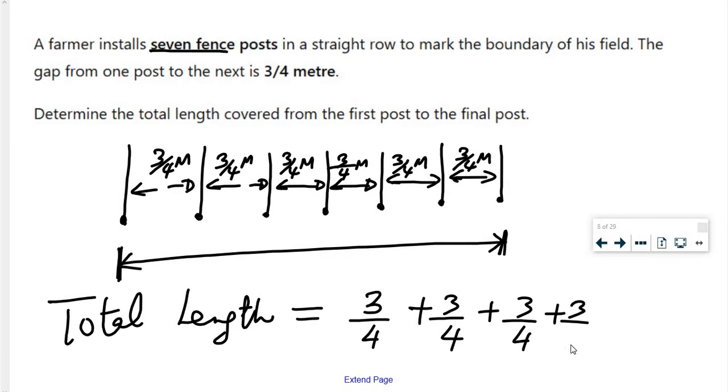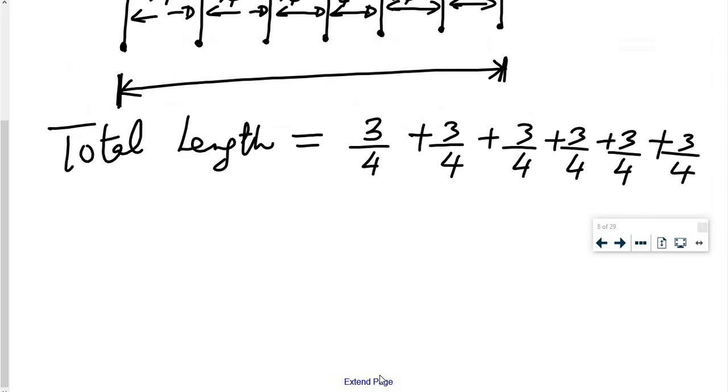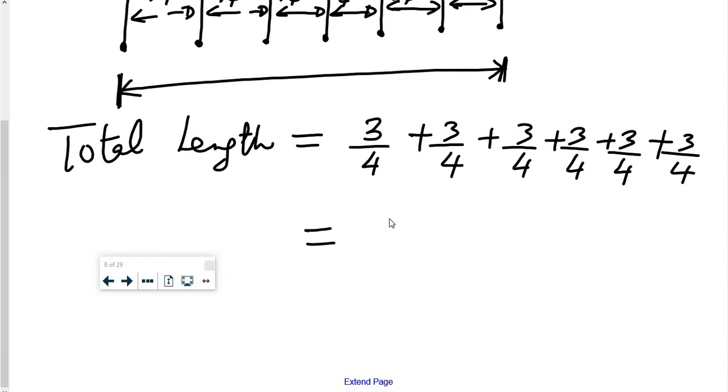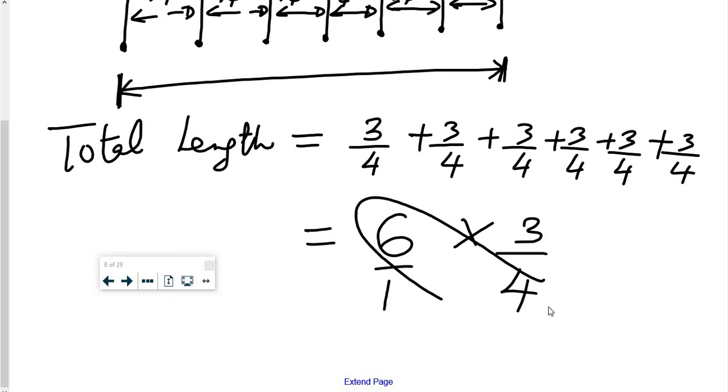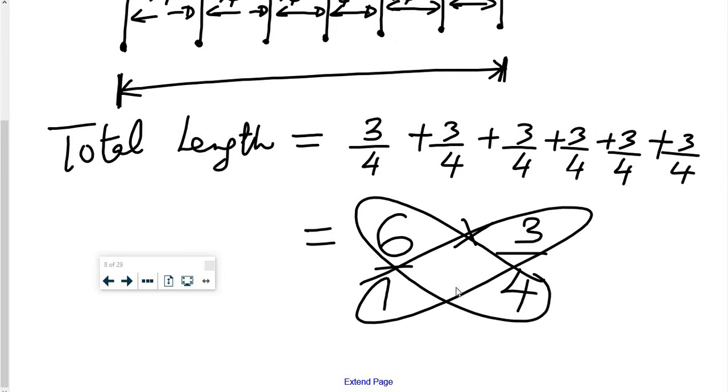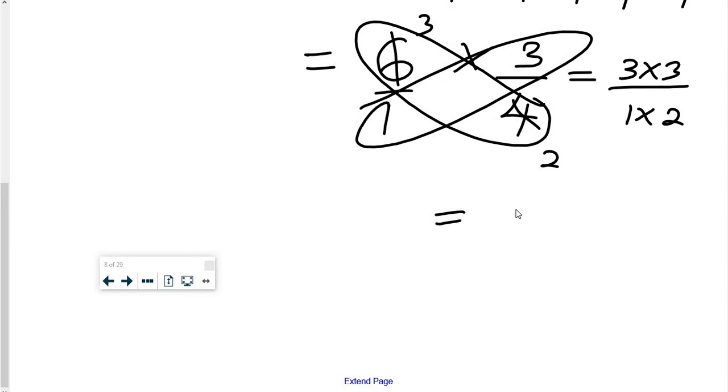3/4, 3/4, 3/4, 3/4. When you calculate this, you are going to end up writing this as 1, 2, 3, 4, 5, 6. So it will be 6 into 3/4. And you do this calculation here. Check the diagonals. You can simplify by 2, 3, by 2, 2. And the answer will be 3 into 3 over 1 into 2. And the answer will be 9/2.